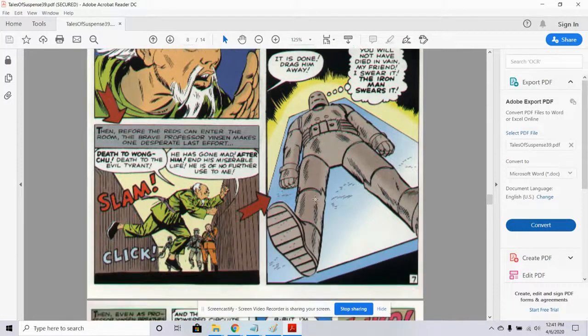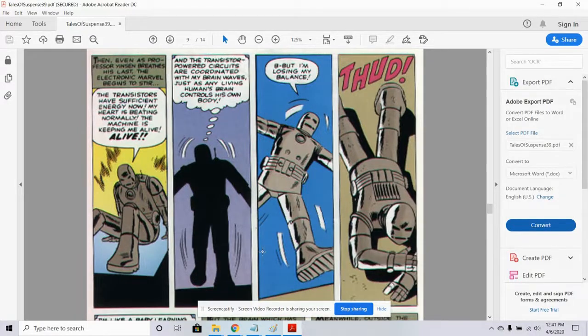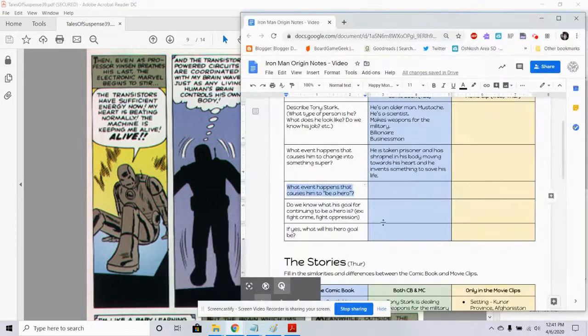And so what inspires him to become a hero is actually two different things. One is he wants to escape and deal with the bad guys. So he wants to make sure that they're dealt with, and he wants to get out of here.